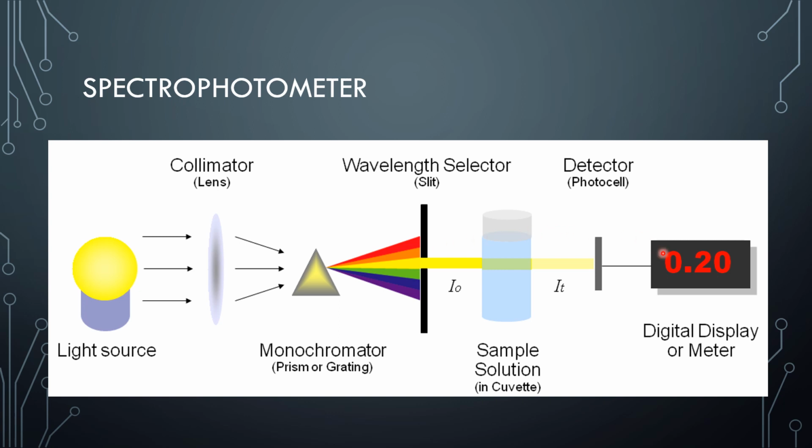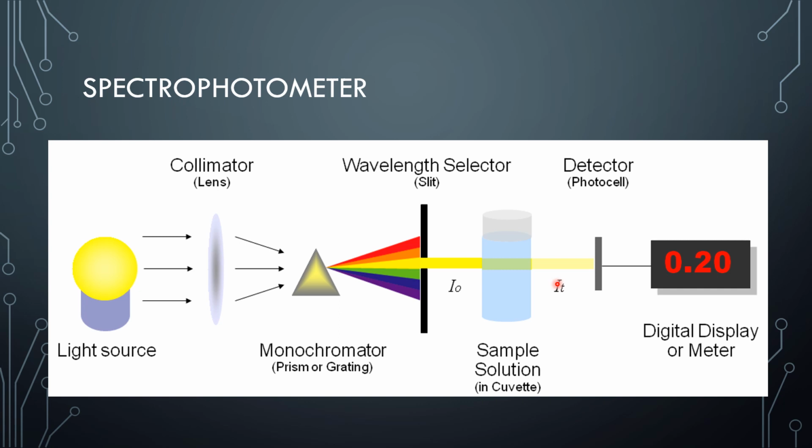This photodetector will show the transmittance, which is the ratio between light exiting from the sample and light entering the sample. If we place a colorless sample in the cuvette, then all the light entering the sample and all the light exiting the sample will be the same.